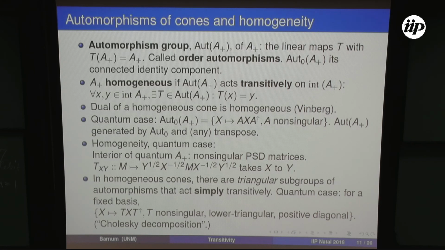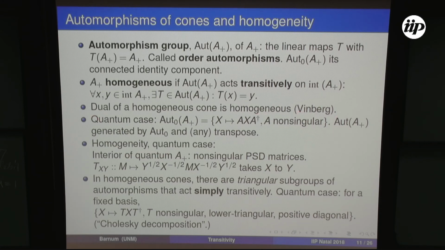Okay, so here's an important definition because it's one of the main properties that occurs in the main theorem that I'm going to be proving. A plus, the cone, is homogeneous if its automorphism group acts transitively on its interior. That means for any two points X and Y in the topological interior of the cone, there's an automorphism that takes X to Y. So the interior of the cone is a homogeneous space for this group.